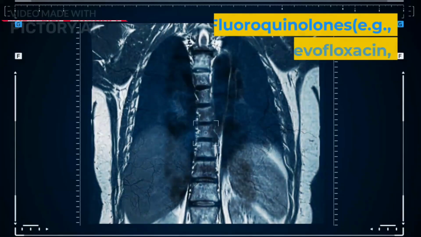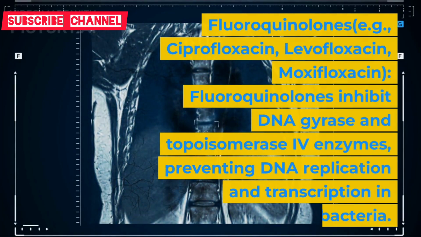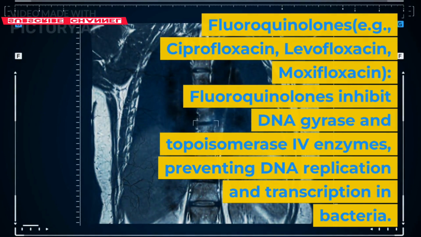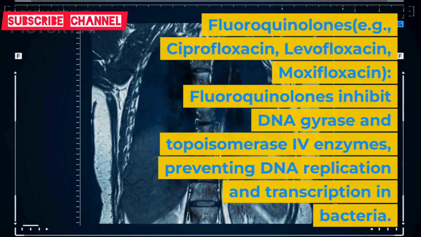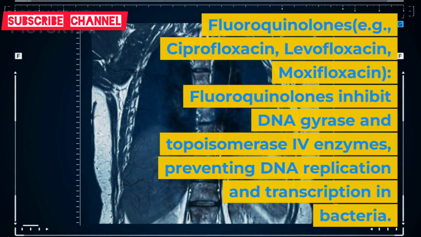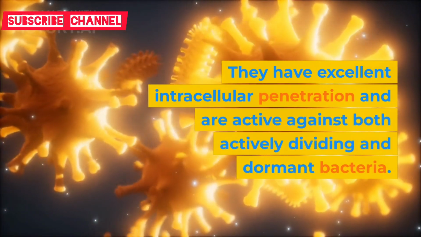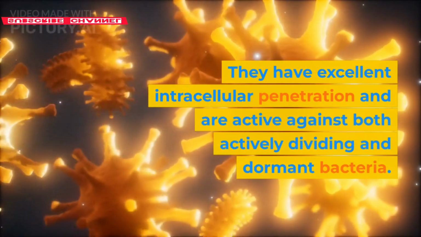2. Fluoroquinolones. For example, ciprofloxacin, levofloxacin, moxifloxacin. Fluoroquinolones inhibit DNA gyrase and topoisomerase IV enzymes, preventing DNA replication and transcription in bacteria. They have excellent intracellular penetration and are active against both actively dividing and dormant bacteria.